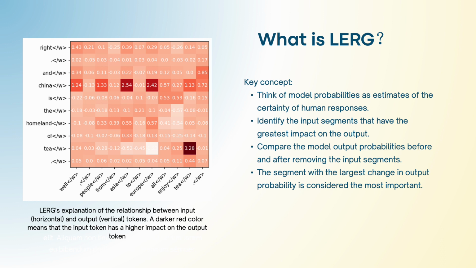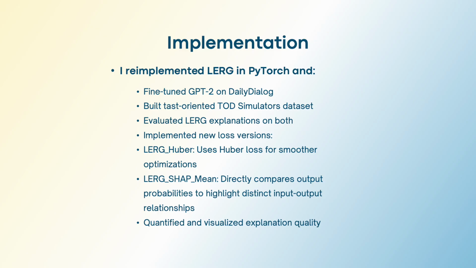It is a technique specifically designed to explain the internal reasoning of a neural dialogue model to increase the transparency of the prediction process. At a high level, LERC works by identifying significant interactions between input segments such as user words and output segments such as chatbot replies, and determining which input-output relationships are most relevant to the internal logic of the model. I re-implemented key components of LERC in PyTorch.